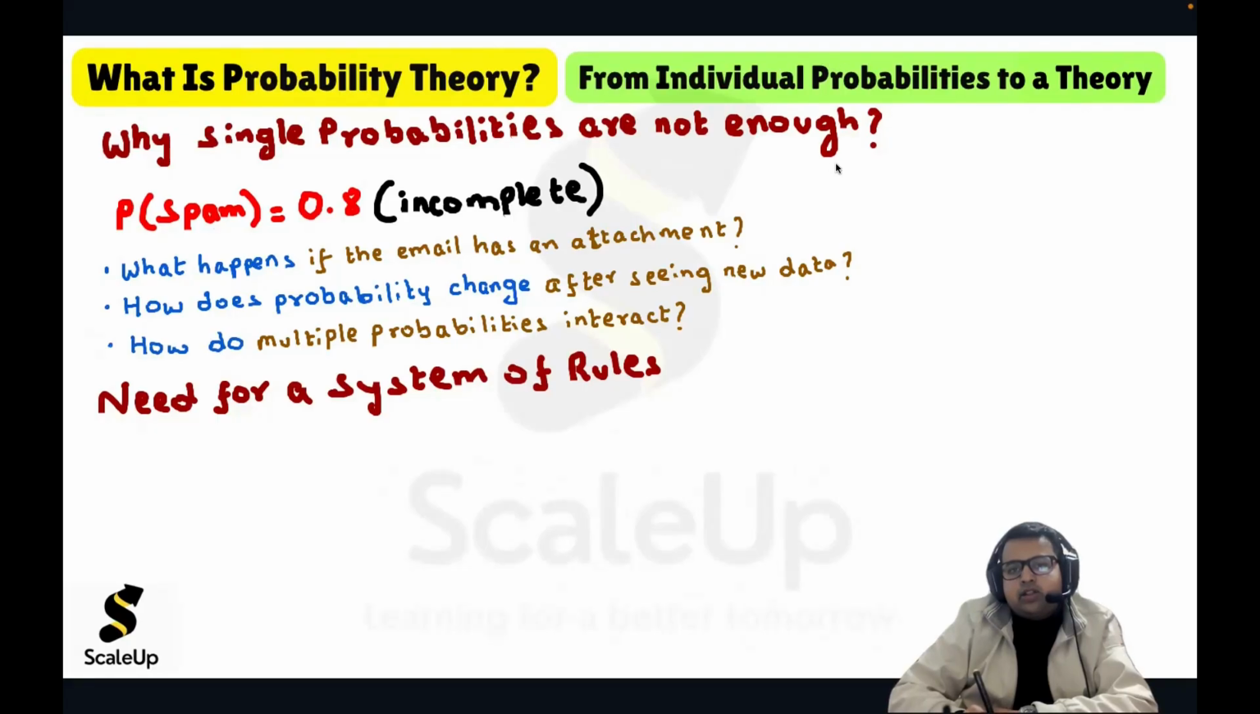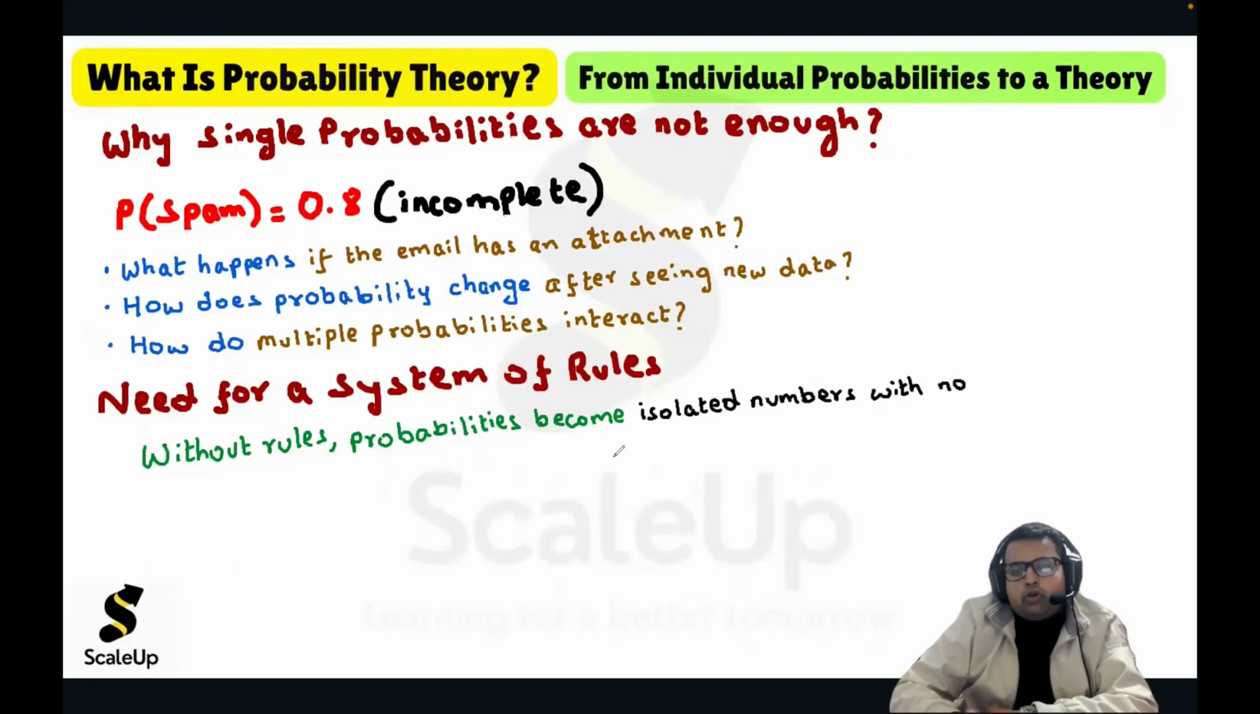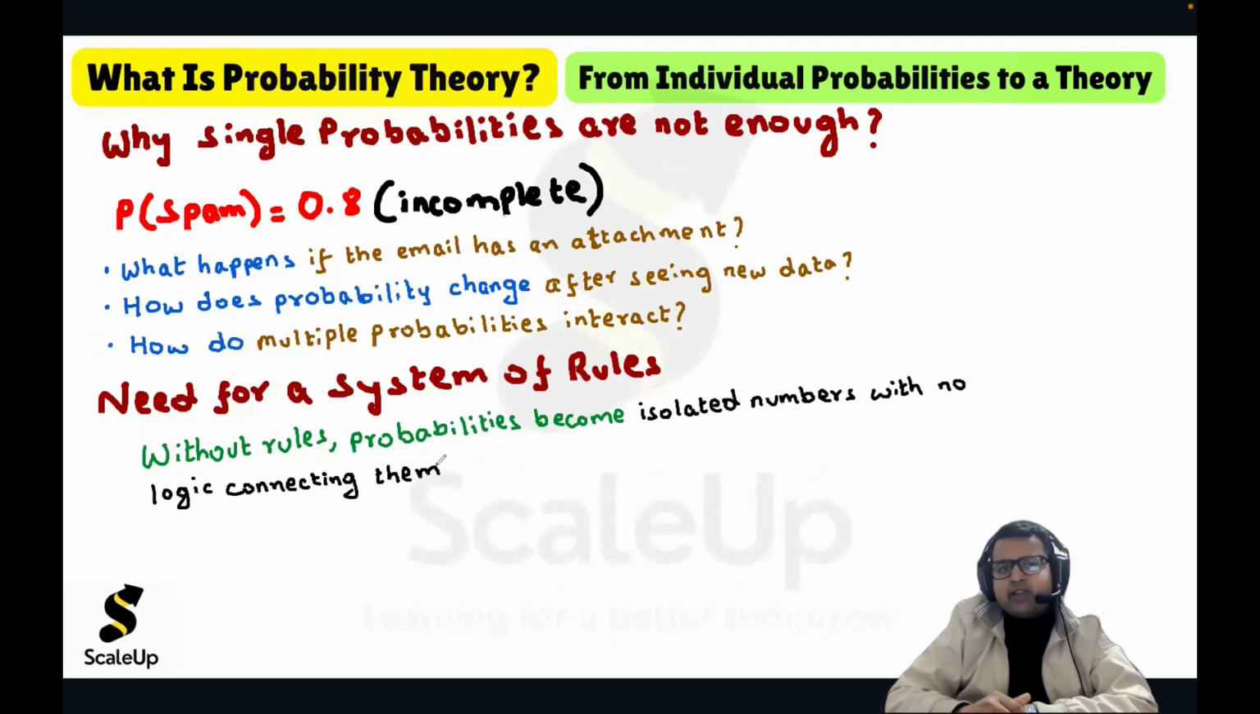We also need a system of rules, because without rules, probabilities just become isolated numbers with no logic connecting them. And probability theory provides us those rules, using which we can logically connect multiple probabilities and make informed decisions. We will reason through all of that in this lecture itself.